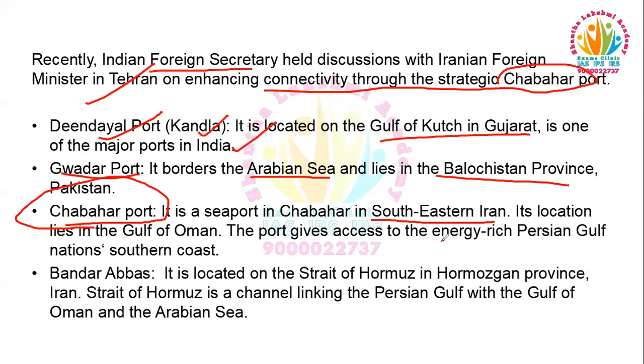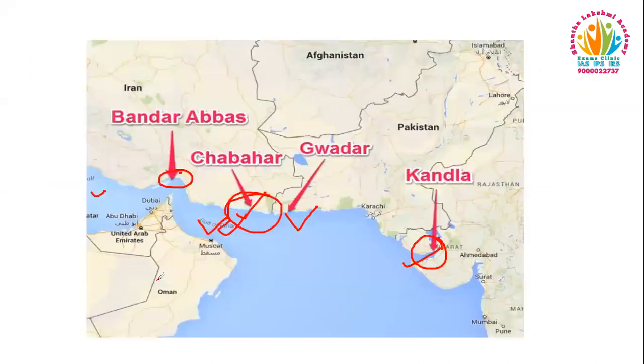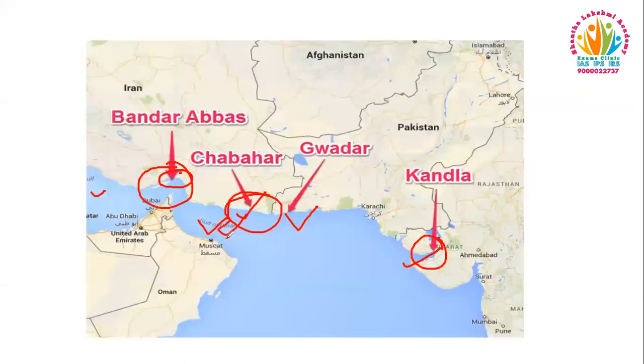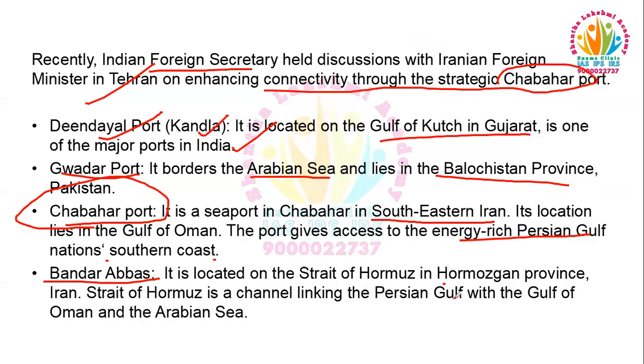The port gives access to the southern coast of energy-rich Persian Gulf nations. Next, we have Bandar Abbas Port. It is located on the Strait of Hormuz in Hormozgan province, Iran. The Strait of Hormuz is a channel linking the Persian Gulf with the Gulf of Oman as well as the Arabian Sea. This is all about the ports.